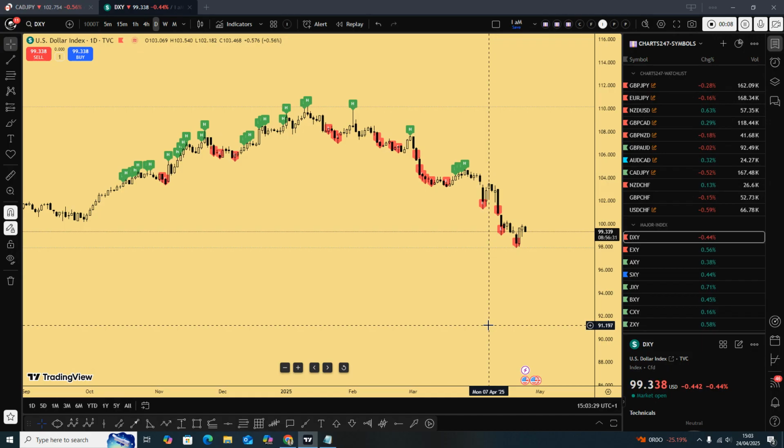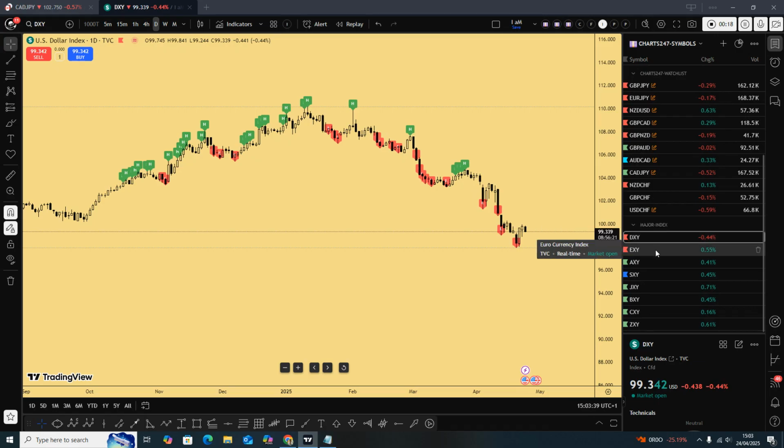Today I want to do an in-depth analysis on the major index, the DXY, which is the dollar index, euro index, Australia index, the British pound, and the Japanese yen. If time permits me, I may be able to add the Canadian into it. But we'll start with the dollar index.